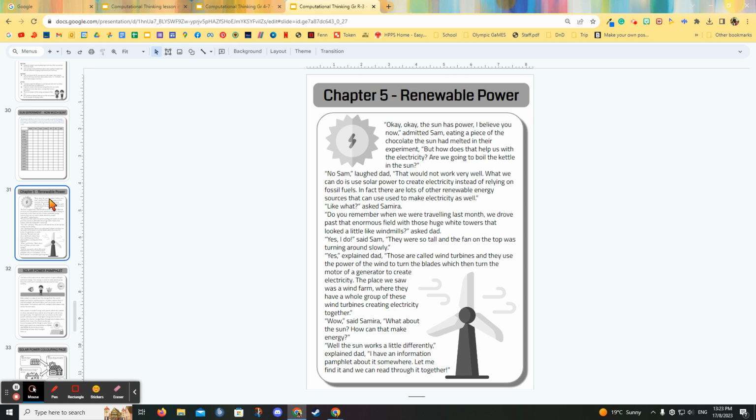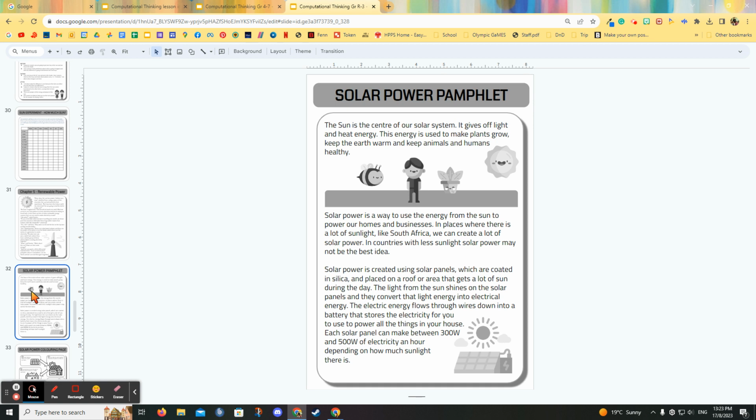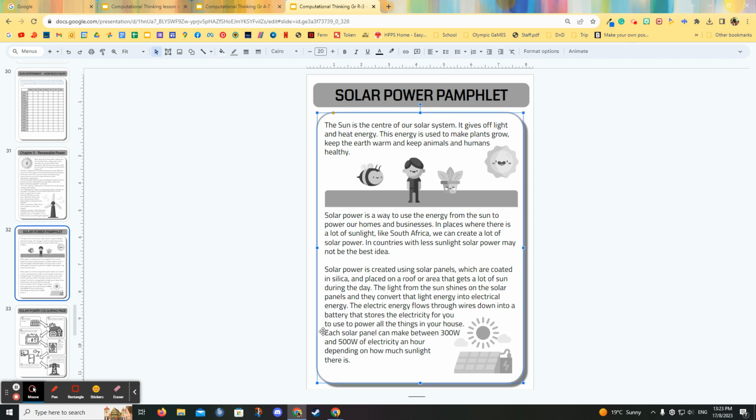The next chapter is all about renewable energy. So this is looking specifically at how the sun and other sources of renewable energy can create electricity. So here we have solar power, wind power, and they're talking about the sun and how it is the source of energy for a lot of things. And solar power is created using solar panels, and the basics of how solar panels work. So they talk here specifically about how much electricity each solar panel can generate in an hour, depending on how much sun there is.